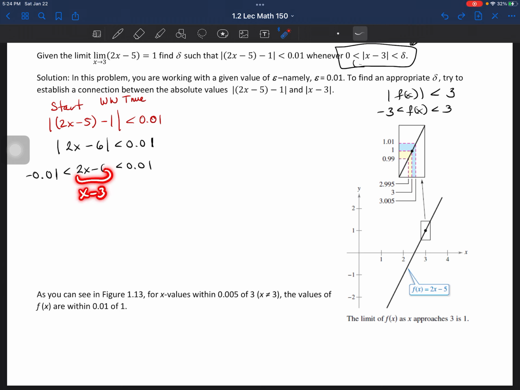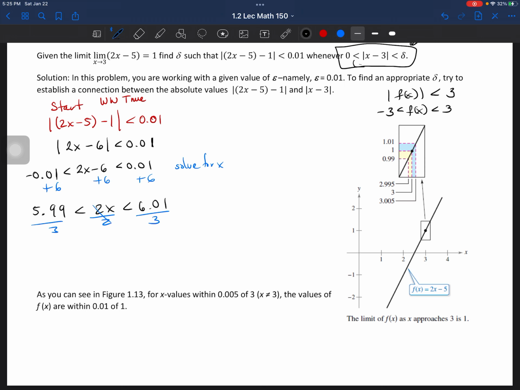Then our goal is to make this look like x minus 3. And the best way to do this is by adding 6. Add 6 here, add 6 here. So solve for x. And so that will give us 5.99, and then 2x, and this will be 6.01. And then we're gonna divide both sides, or all 3 sides, by 2.